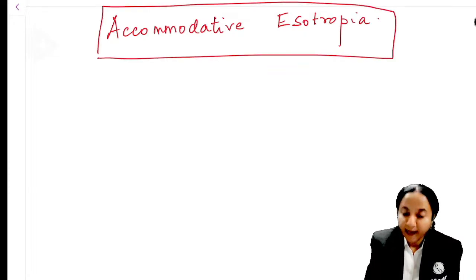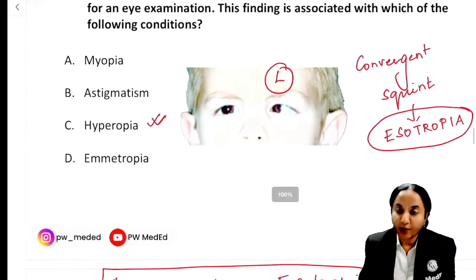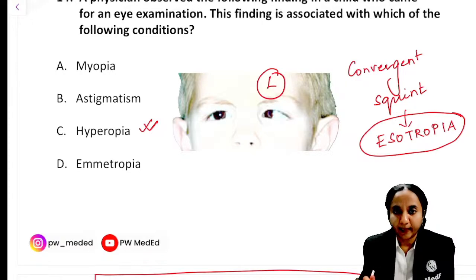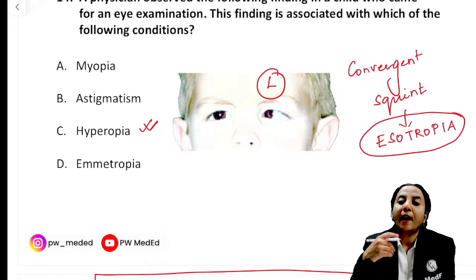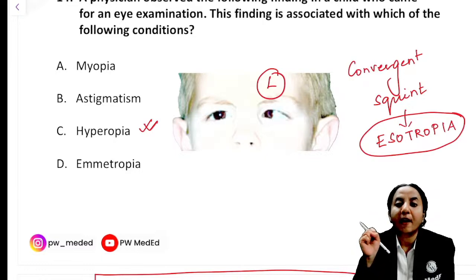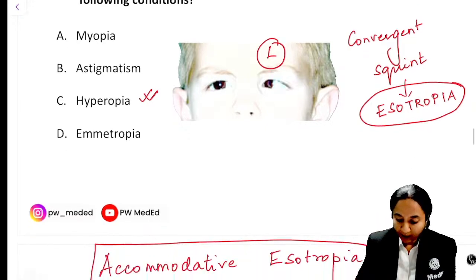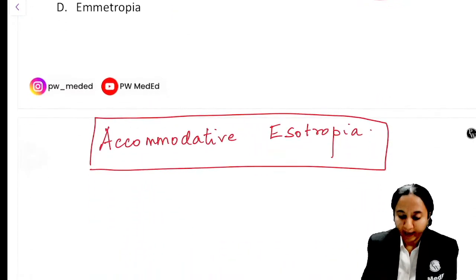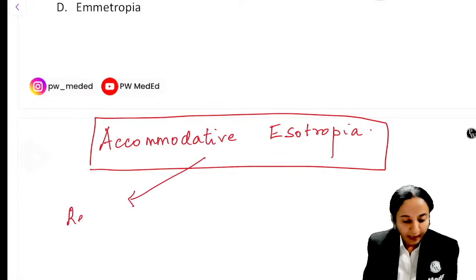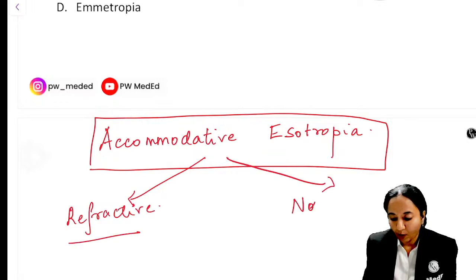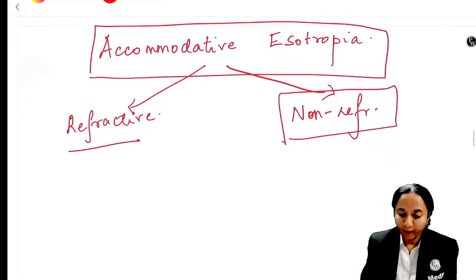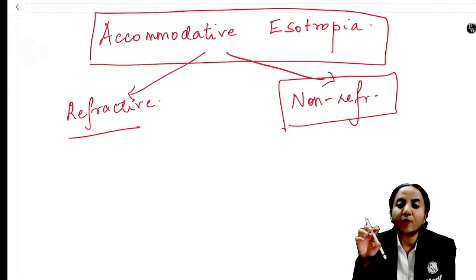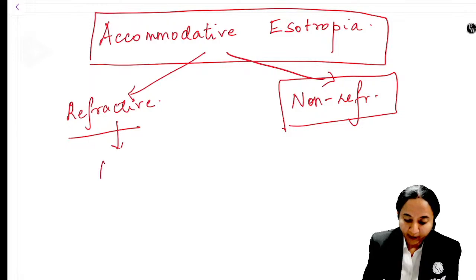So accommodative esotropia, because there is excessive accommodation in hypermetropic children. If the hypermetropia is uncorrected, these children tend to accommodate a lot, and because of this there is esotropia. There are two varieties to this: a refractive variety and a non-refractive variety. Now for this refractive variety, where the hypermetropia gives rise to too much accommodation, the treatment is obviously glasses.